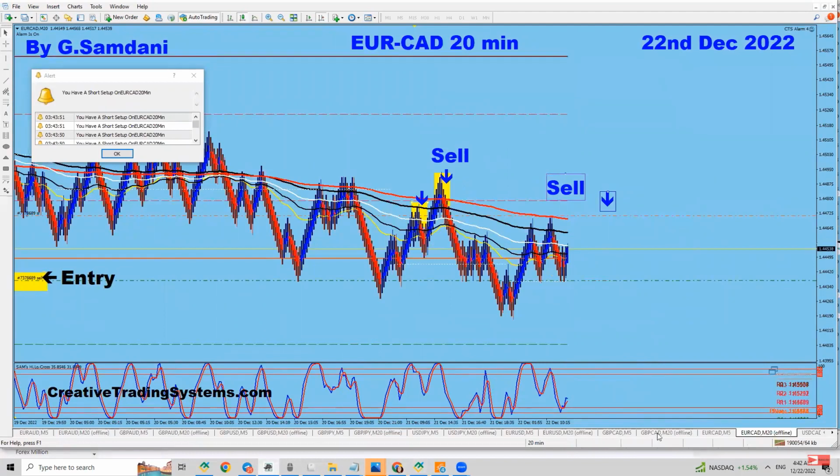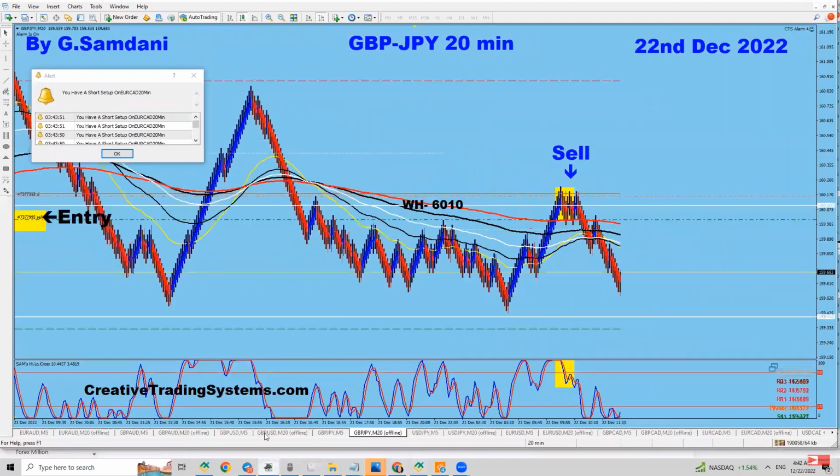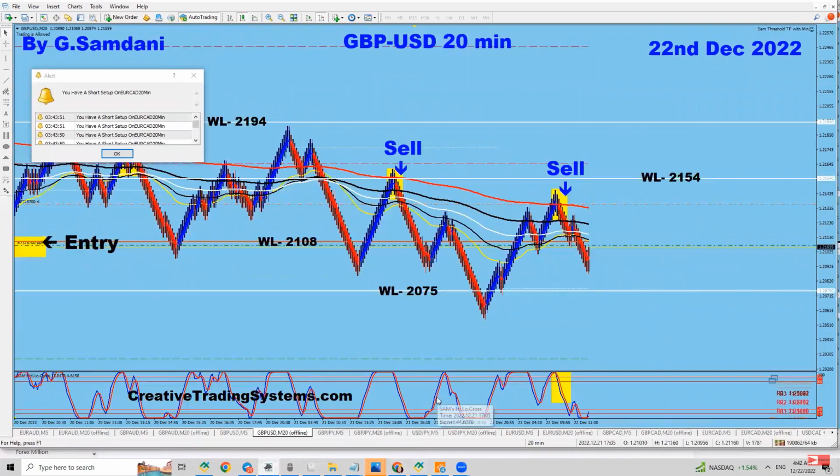I think that my pound CAD, if it goes my way, and pound yen and pound USD, they will recover that, right? If they don't go against me before Euro CAD. So let's see, let's see.